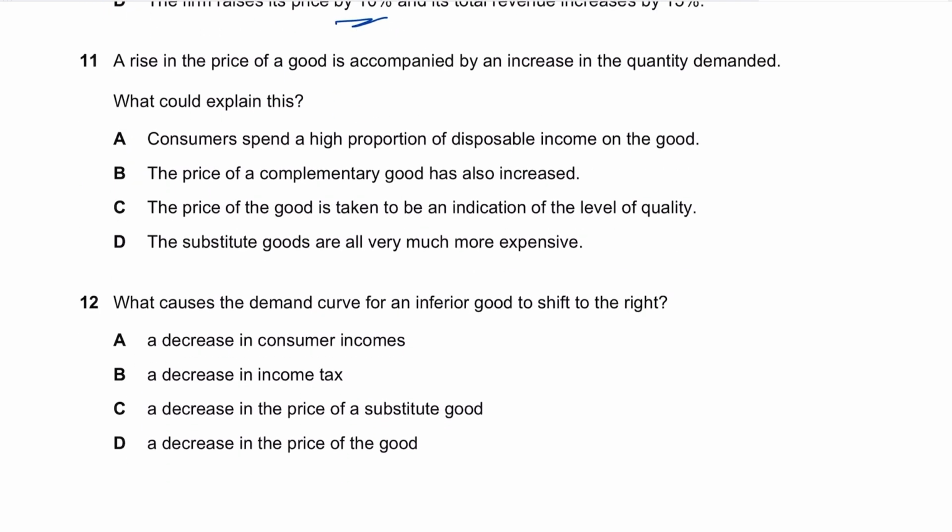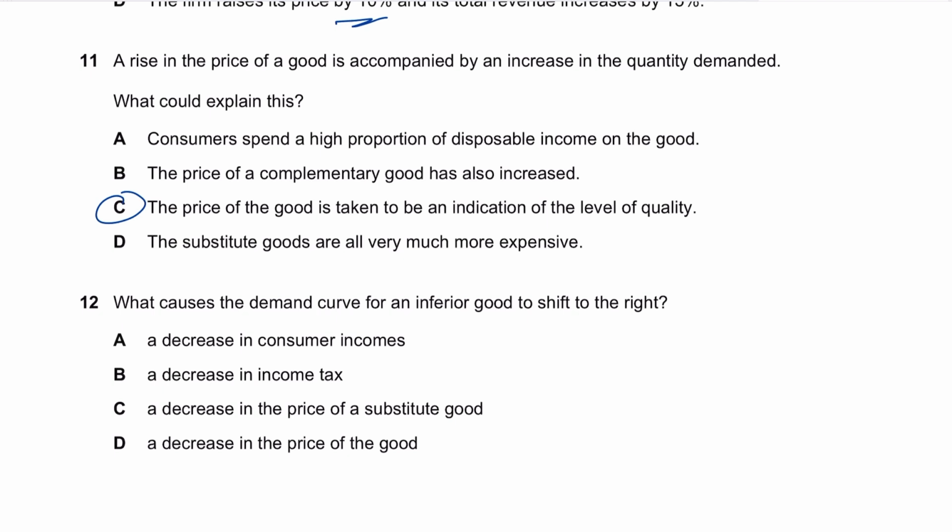Question 11 says a rise in price of a good is accompanied by an increase in quantity demanded. What could explain this? Consumers spend a higher proportion of their income on a good. This is just talking about elasticity, because if consumers are spending a higher proportion of disposable income on the good, it would make the product more elastic. The price of a complementary good also increases. This is not the answer. Definitely, the price of goods taken.